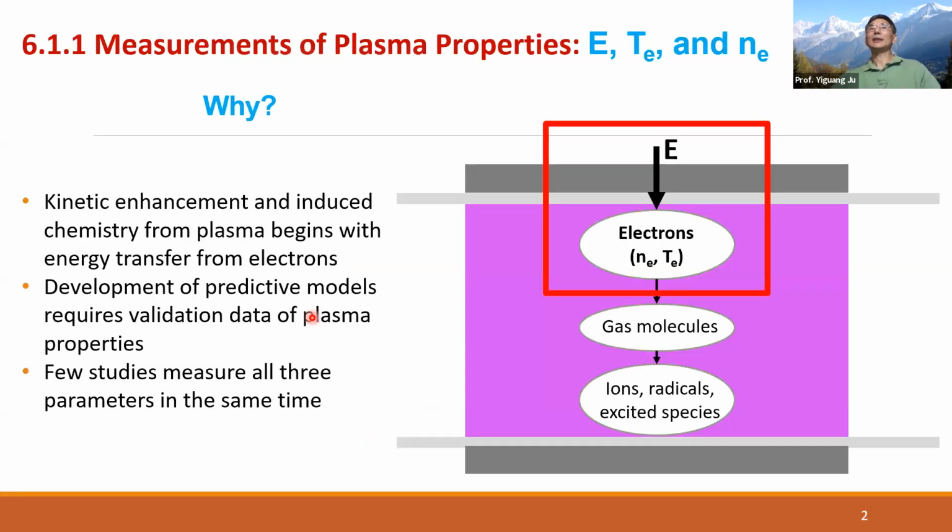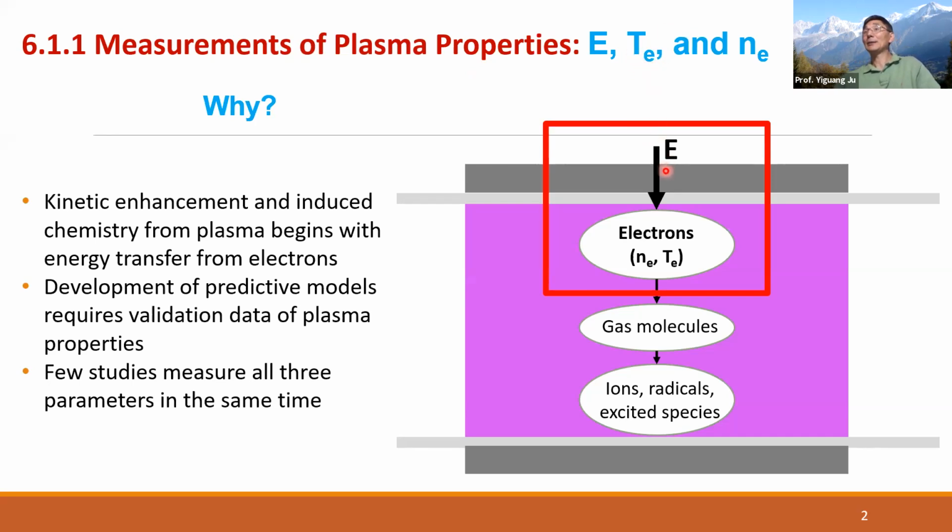So let's start with the measurement of plasma properties. The first thing that is really important is how to measure the plasma properties, because the reaction rate in plasma-assisted combustion is not only a function of the gas temperature, but also, importantly, the electron temperature.